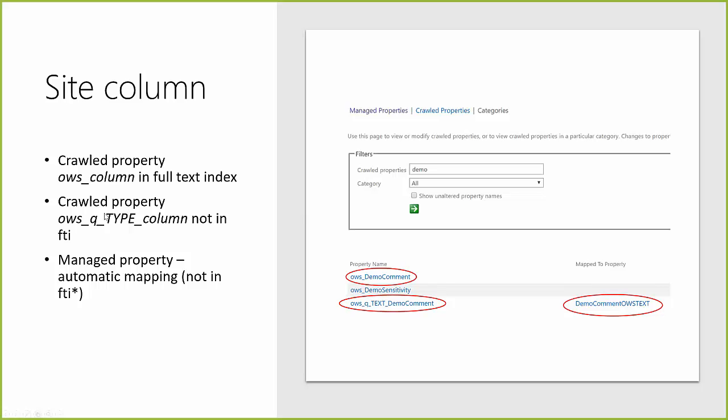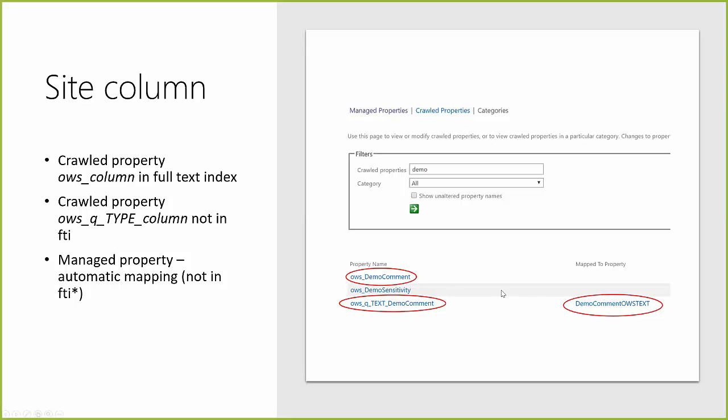The crawl property name is OWS underscore Q underscore and the type of the column, meaning it could be text, person, choice, etc., all the different types. And then you have the same for the managed property. This one's of type text, and then you get a managed property called demo content OWS text by default.